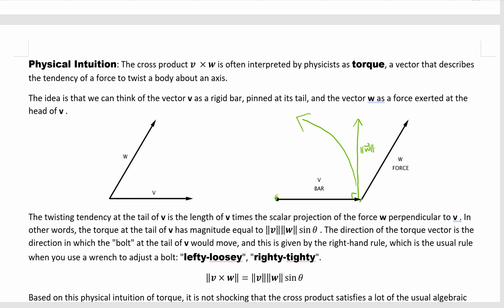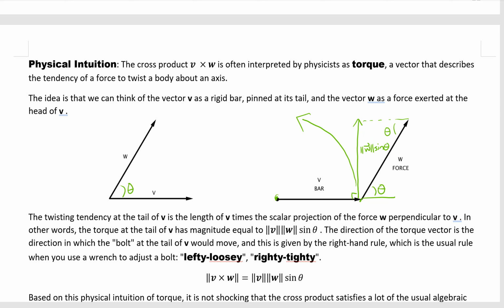So this is w, and this projection is w times something. In this case, this is theta, and it's the same as this angle theta, because those are two parallel lines and the two angles are equal. Then this side is the opposite, and opposite over hypotenuse is sine theta. So this is the length of w times sine theta.